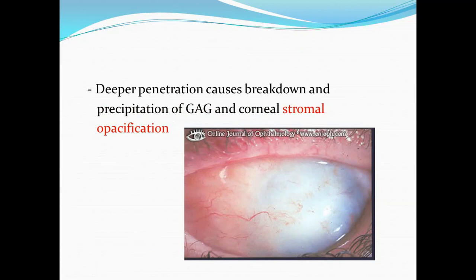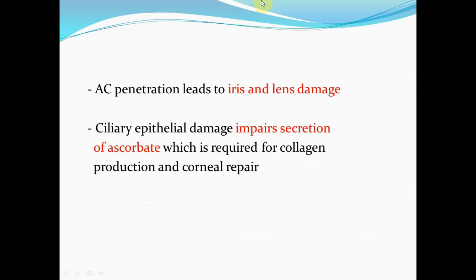Once these chemicals penetrate deeper, they can cause breakdown and precipitation of the glycosaminoglycans, and they can cause a diffuse corneal stromal opacification. So you get a diffuse white corneal opacity as you see in this picture. Anterior chamber penetration can lead to iris and lens damage. Ciliary epithelial damage impairs secretion of ascorbate, which is required for collagen production and corneal repair.